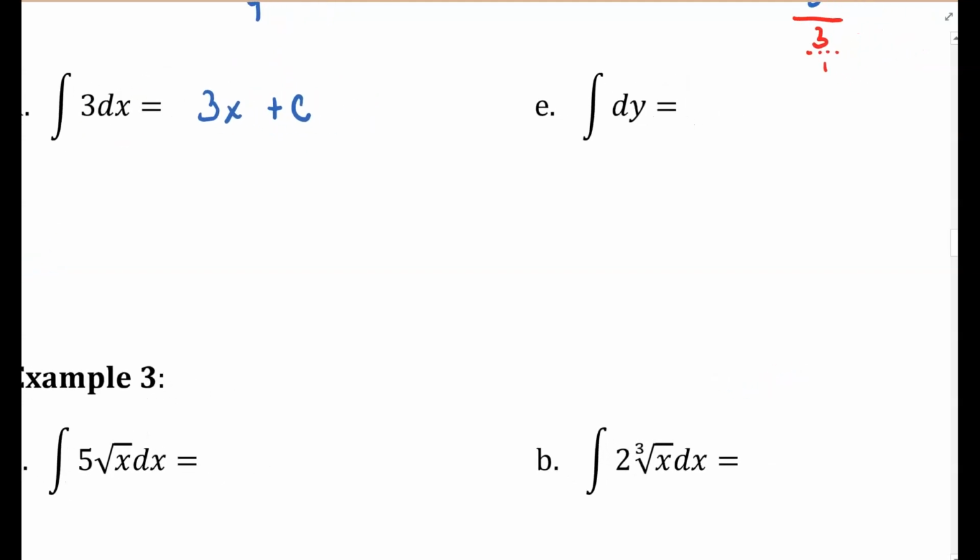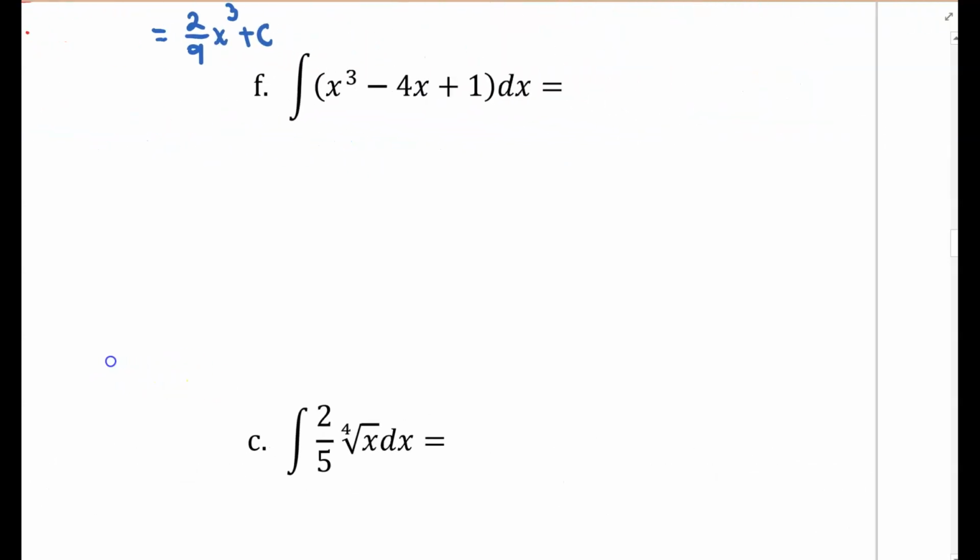E, integrating, and it looks like there's nothing there with respect to y. Well, there is something there. It's an invisible 1. So this integral is just going to be y. Notice I have to pay attention to what they're telling you to integrate with respect to. I'm integrating with respect to y plus some constant. Okay?